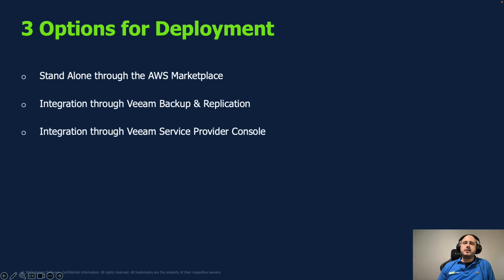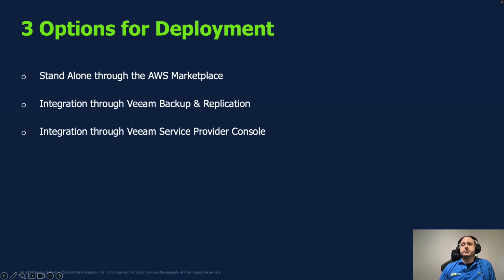Now, Veeam backup for AWS has three deployment options. The first is you can deploy it directly from the AWS Marketplace. The second is you can deploy it and tie it into a Veeam backup and replication instance. So maybe you've already got a Veeam backup server and you're backing up virtual machines, you're backing up agents. The third option is integrating with the service provider console.